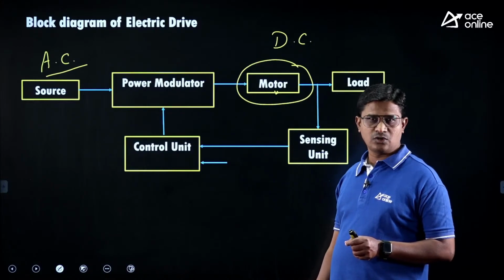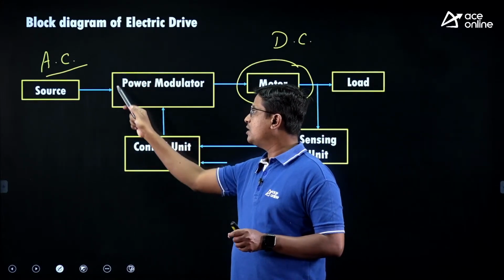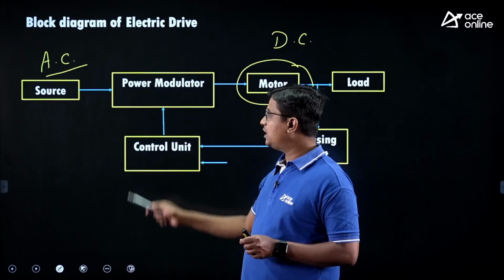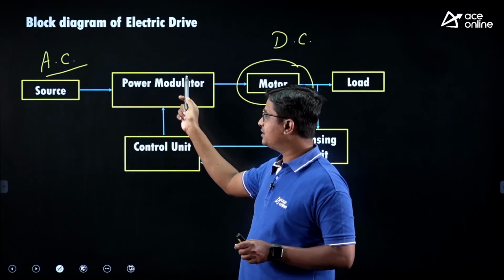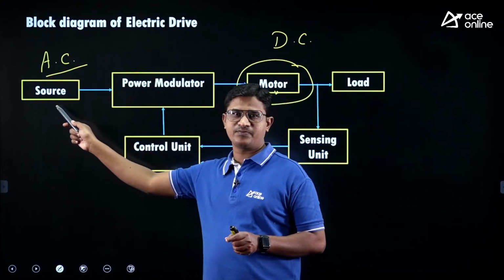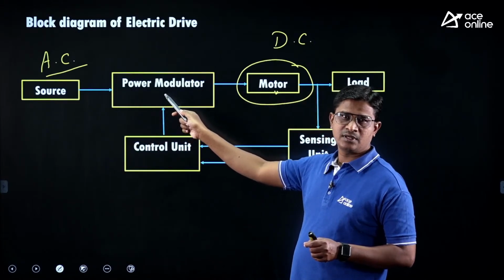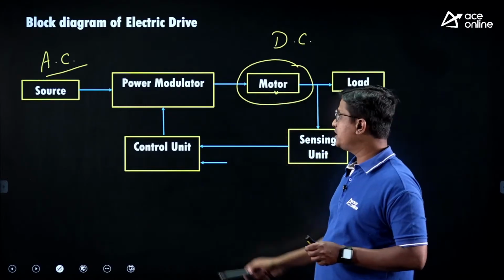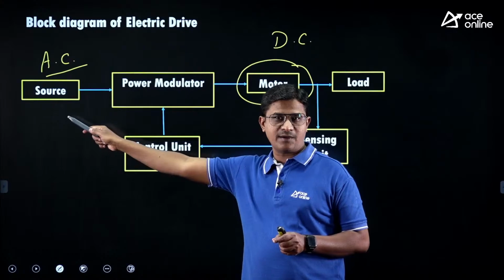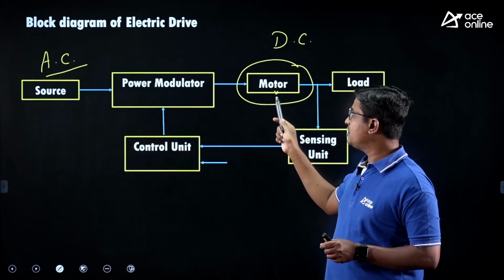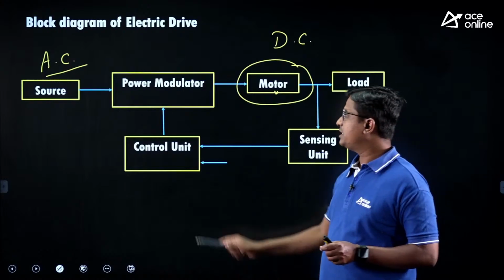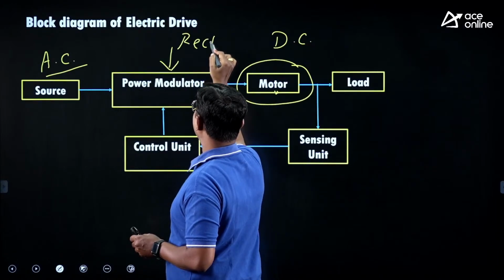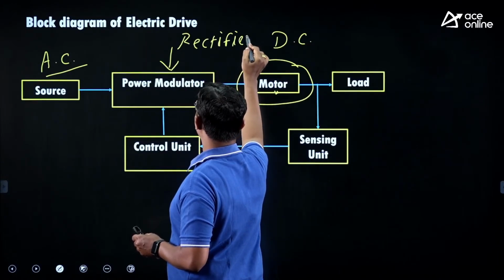No. So for that, here we need to take the help of power electronic converter, that is nothing but the power modulator. Power modulator will take the source input, that is AC, and it will convert it to an output so that it will be suitable for your motor, right? So here if the available supply is AC, and if the suitable motor is a DC, then here the power modulator is nothing but your rectifier. Here we need to use the rectifier, right?